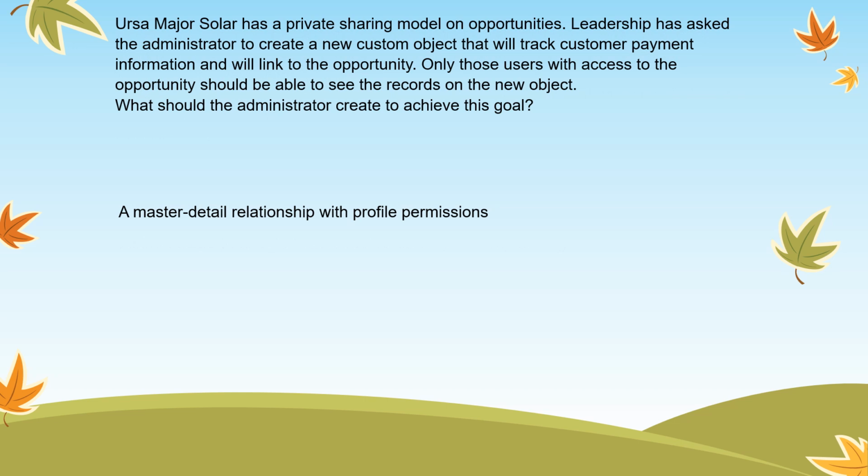Ursa Major Solar has a private sharing model on opportunities. Leadership has asked the administrator to create a new custom object that will track customer payment information and will link to the opportunity. Only those users with access to opportunities should be able to see the records on the new object. What should the administrator create to achieve this goal? A master-detail relationship with profile permissions.